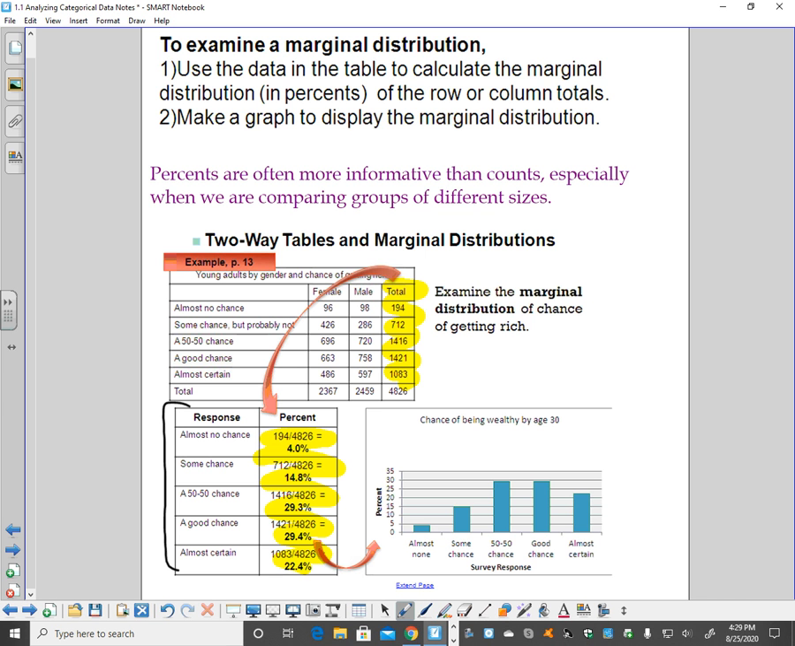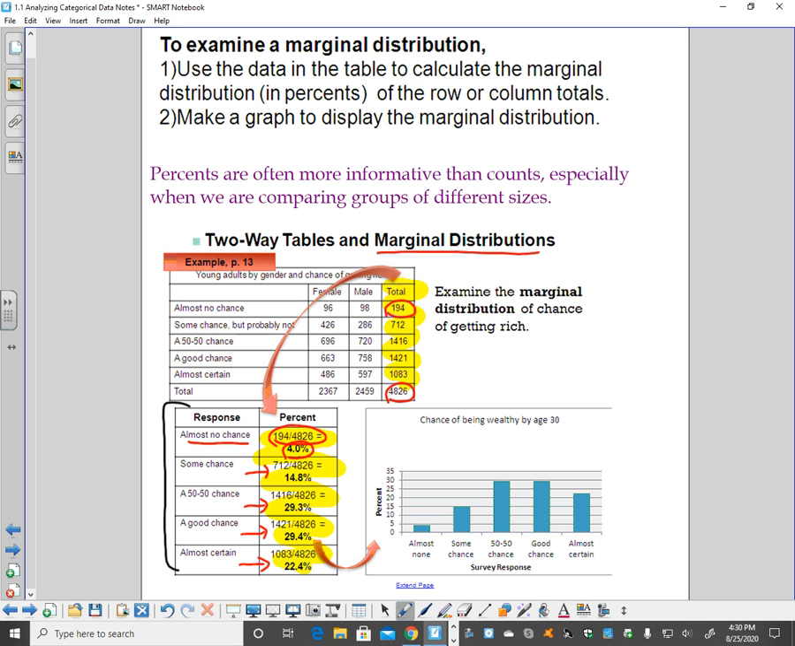Okay, I'm turning them into percents. So what I'm doing is I'm taking 194 and dividing it by the total number of people, and that gives me the percent of males and females. So we're taking gender out of this. That's the percent that think they have almost no chance of being financially successful by the time they were 30. So 4% of males and females feel like they have no chance. So I'm putting males and females in the same pool. I'm not looking at their opinions separately. That's why this is a marginal distribution. Then I'm doing the same thing for some chance, 50-50, a good chance, and almost certain.